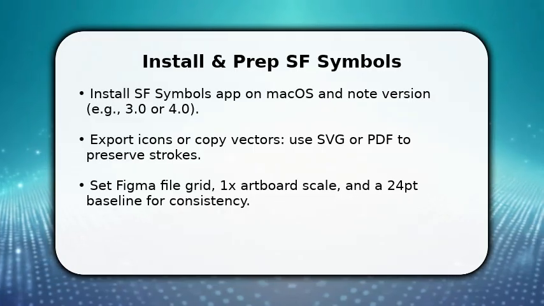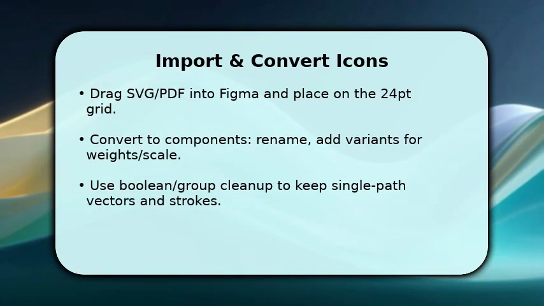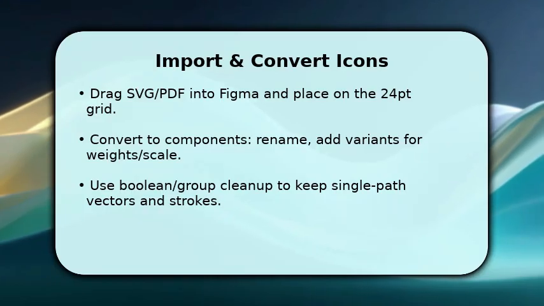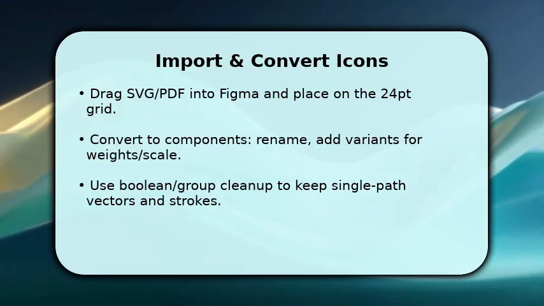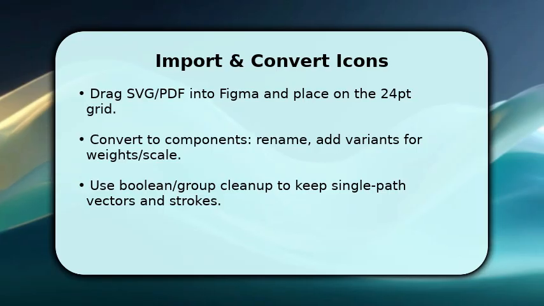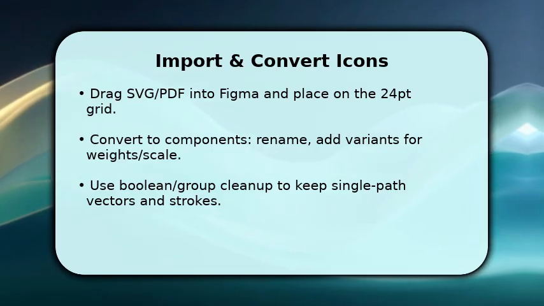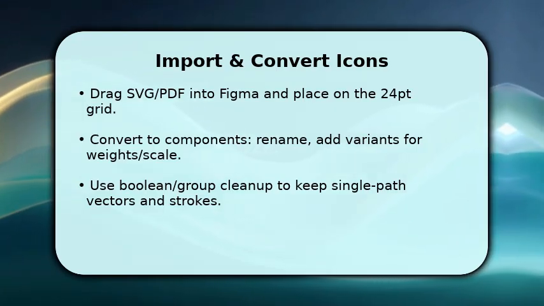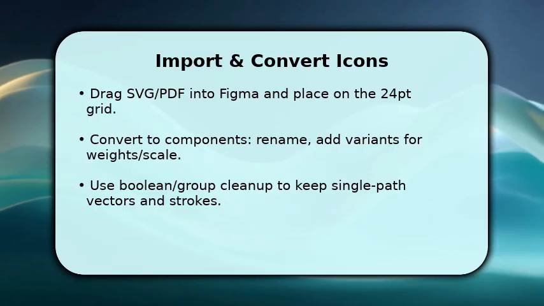Now import the exported SVG or PDF into Figma and align each icon to your 24 PT grid so sizes match native UI. After placing, convert each icon into a component and create variants for different weights or scales. This makes swapping states effortless.